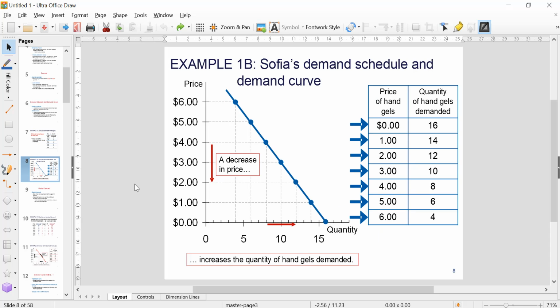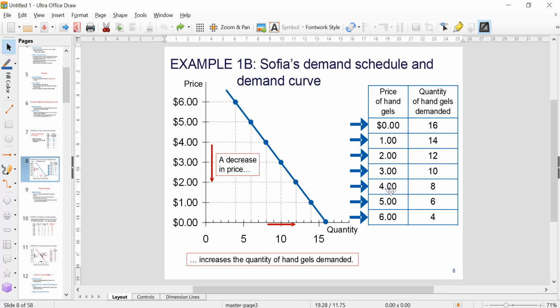And now the schedule is simply plotted here. There's an inverse relationship between price and quantity demanded. As the price falls, quantity increases. For this pair of price and quantity at this point, the price is $0 and the quantity demanded is 16. When the price increases to $1, you trace the quantity along the horizontal line. This is 14 units, so that point is this pair here.